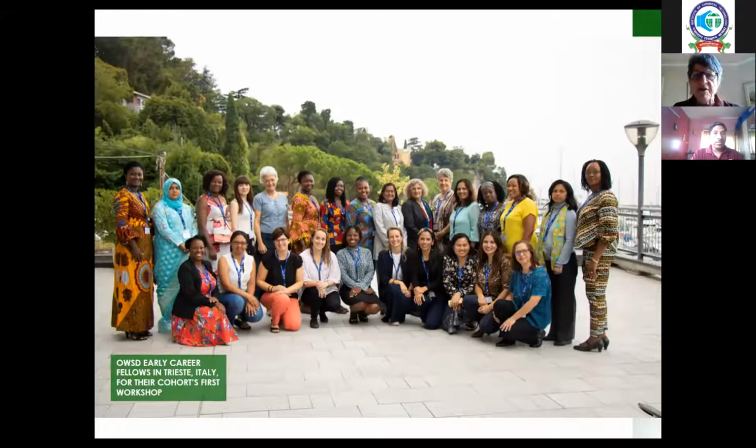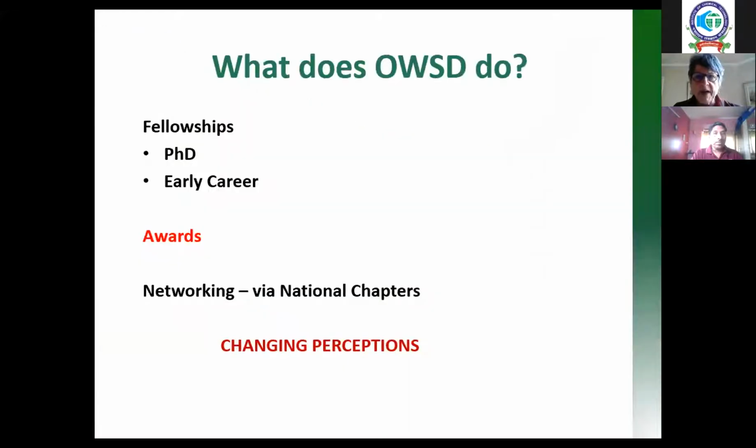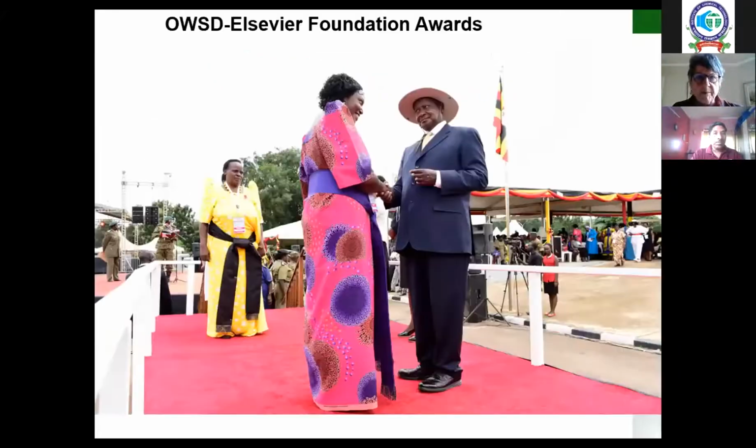So we give very, very practical experience to these women. Then the awards, they are up at the top there. It's by OWSD and Elsevier Foundation. You know, Elsevier is a major academic publishing organization, and their foundation gives these awards to women who are exceptionally outstanding in one of the given fields that they choose.